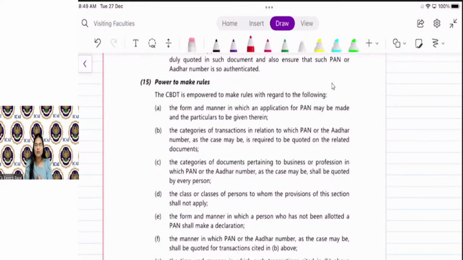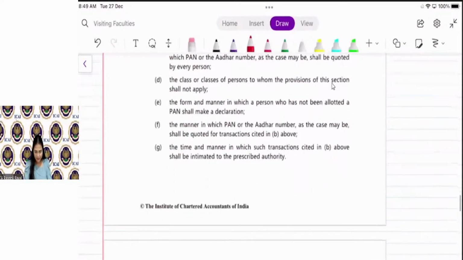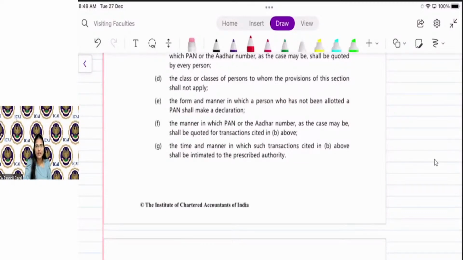Category of document pertaining to business or profession in which PAN or Aadhaar, as the case may be, shall be quoted by every person. The class or classes of persons to whom this provision is applicable. The form and manner in which a person who has not been allotted a PAN shall make a declaration. That is Form 60. The manner in which PAN or Aadhaar number, as the case may be, shall be quoted for transactions cited in B above. Time and manner in which such transactions cited in B above shall be intimated to prescribed authorities.